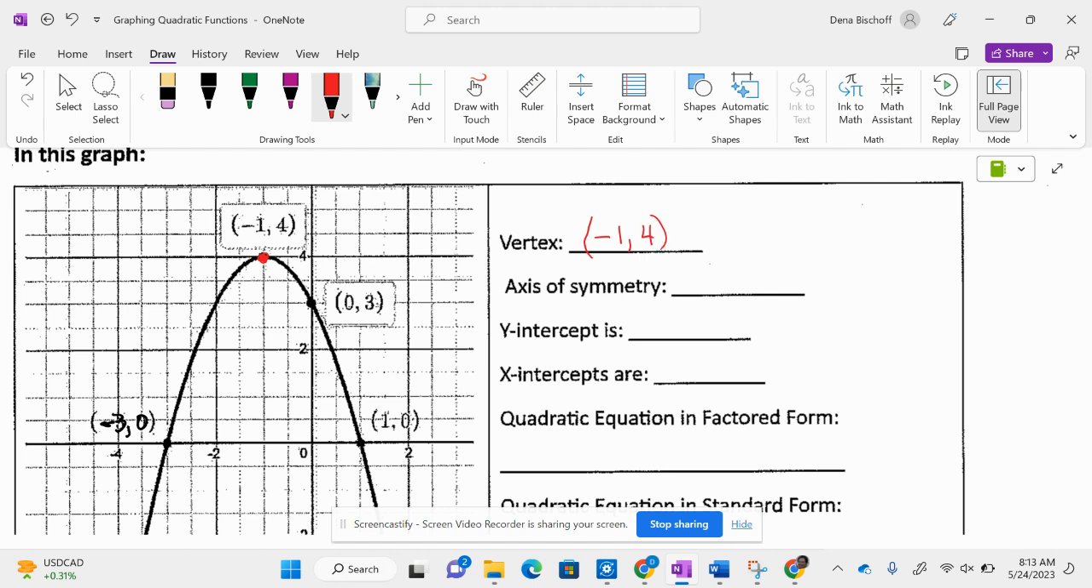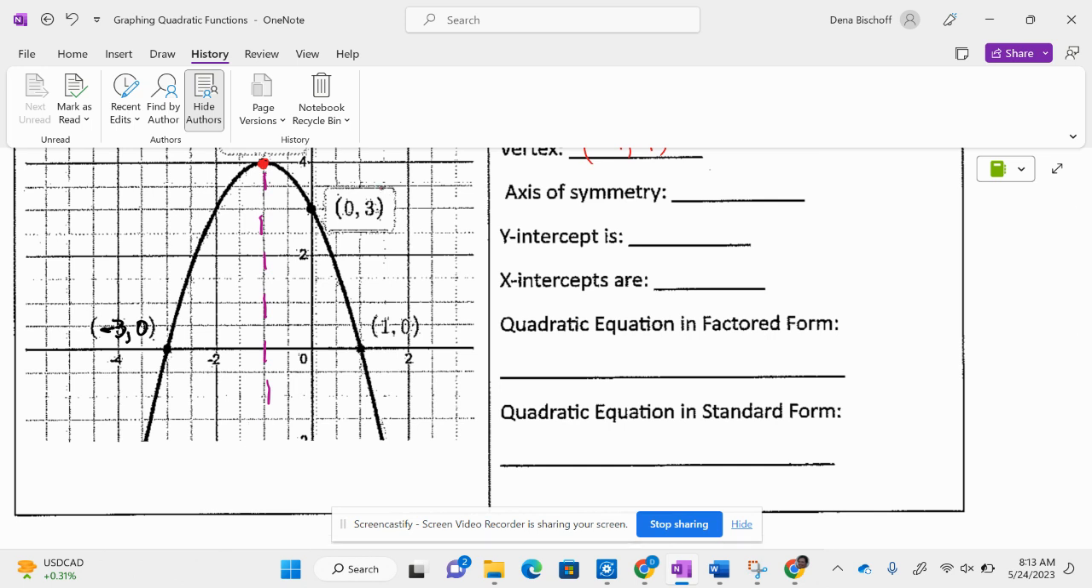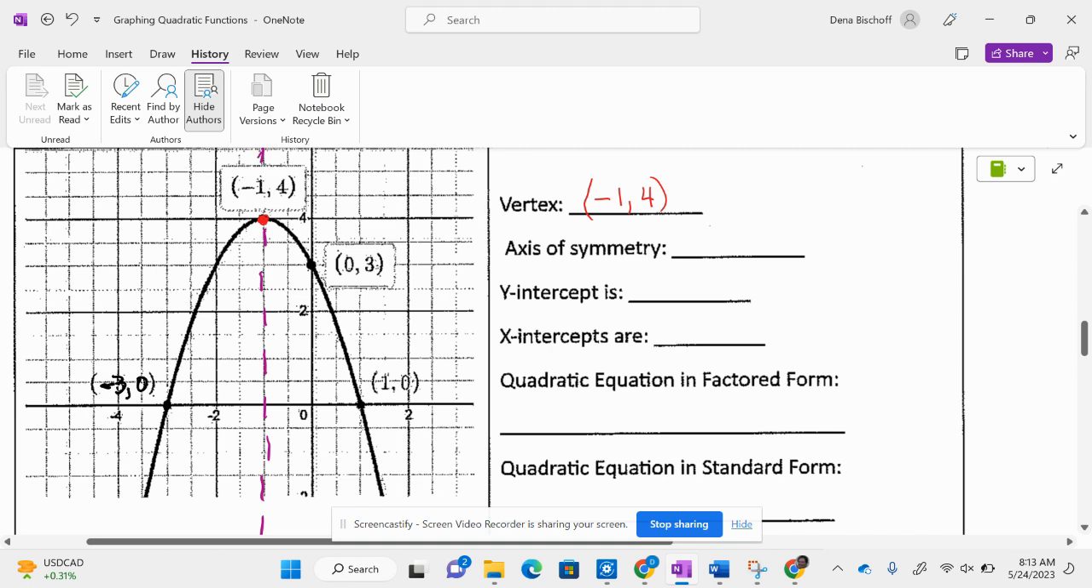The axis of symmetry, well, that's a vertical line. Remember I said it's a vertical line. So I'm going to just sketch it so you can see it. It's this dashed line right here. That's going to go through the vertex. We said it goes through the vertex. And all vertical lines have the equation x equals something. Yes, x equals -1. Why did you choose -1 instead of 4, Logan? Yeah, and it's going through the x coordinate. The x coordinate is -1.